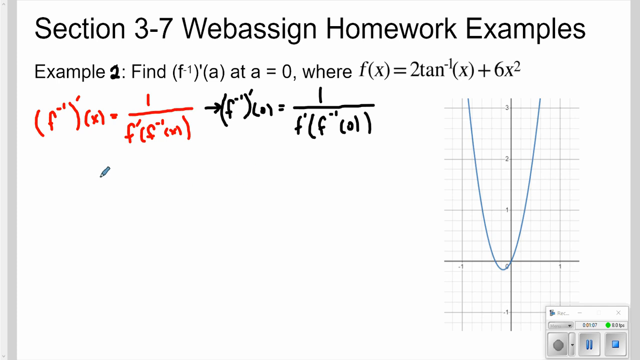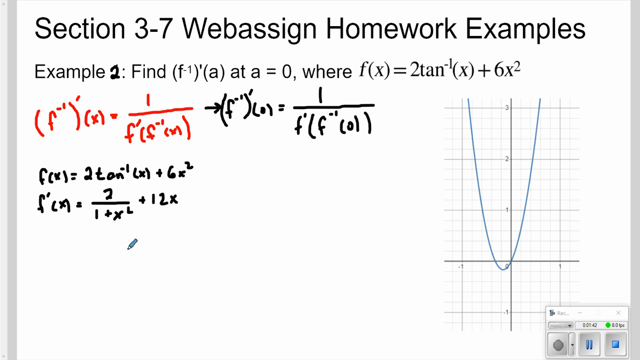So as in the last example, of course, we need to go through and get our derivatives. First of all, f of x is equal to 2 times the inverse tangent of x plus 6x squared. And its derivative, f prime of x, is going to be 2 over 1 plus x squared, this is the derivative of our inverse tangent function, plus 12x. So we're going to have to use our numbers right here.